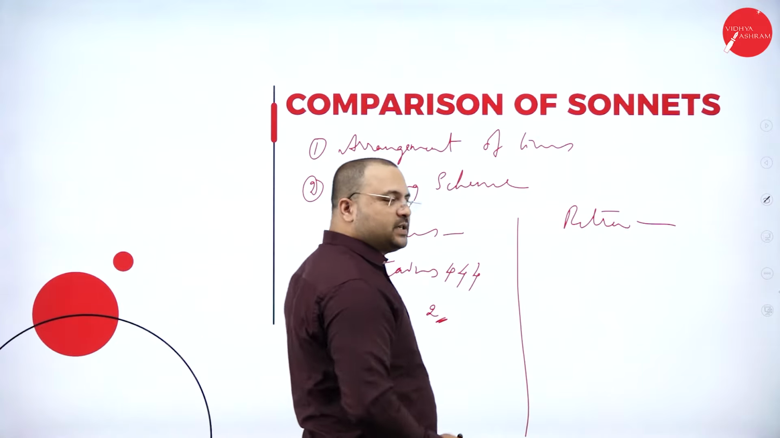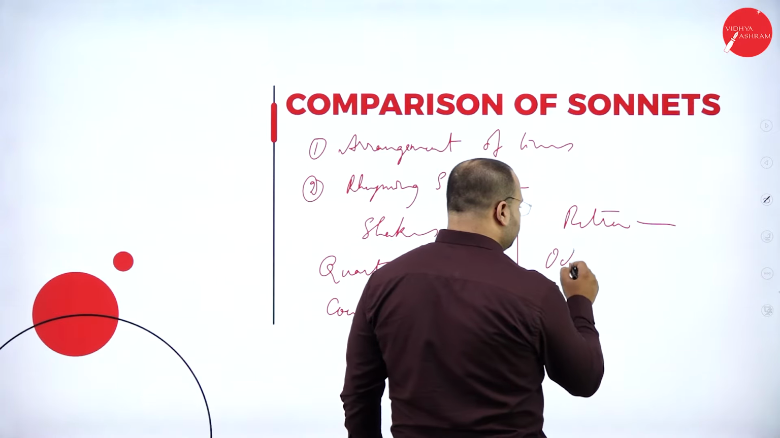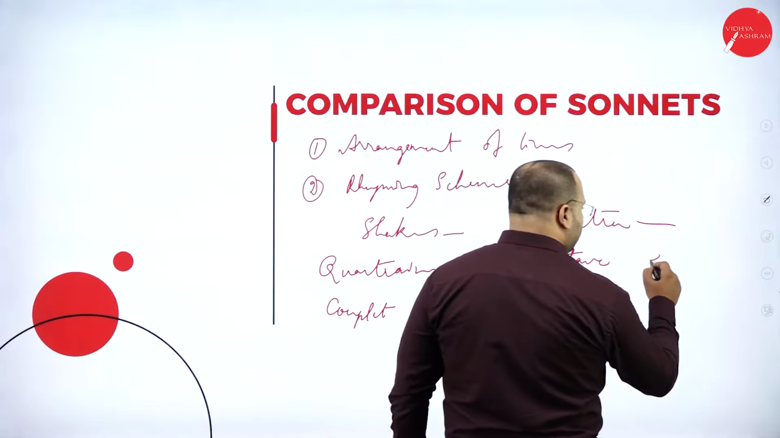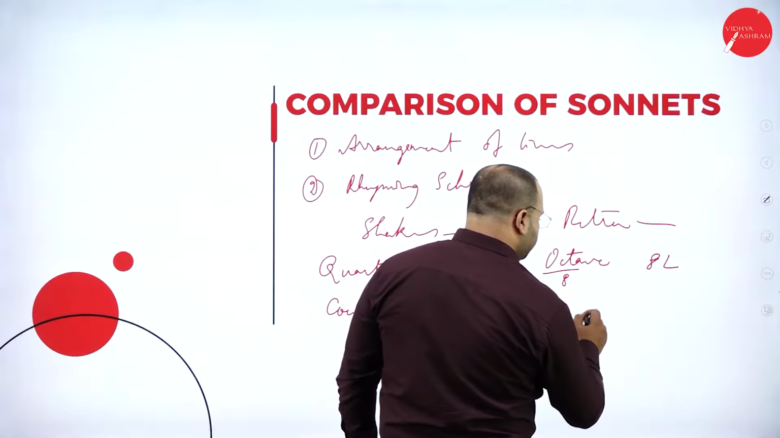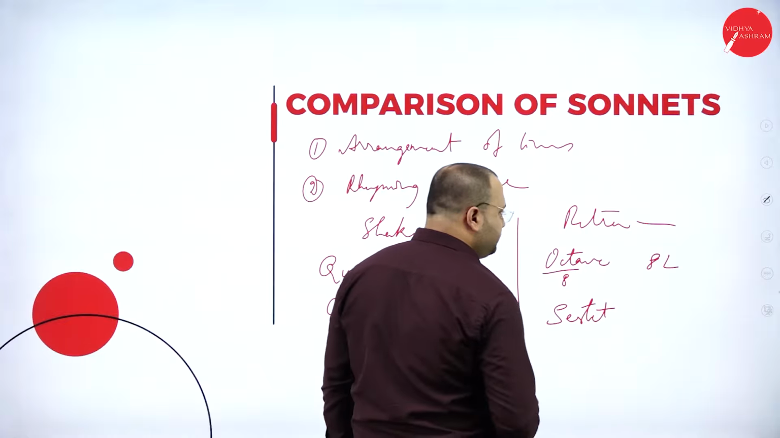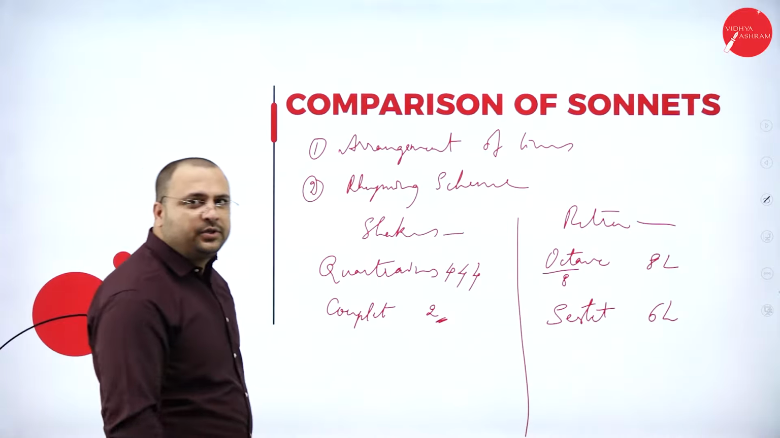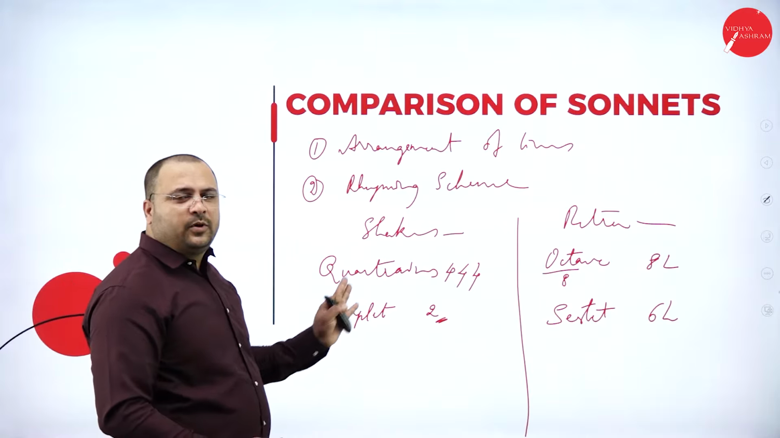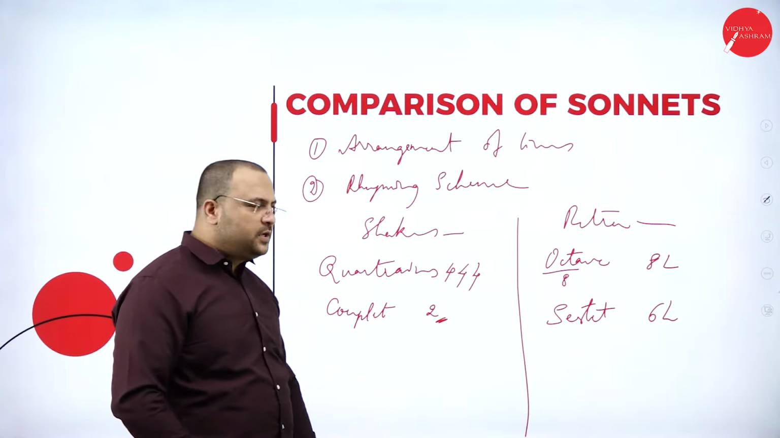When you come to Petrarchan type of sonnet, you have an octave. Octa, 8. So you have 8 lines. Then sestet. That is 6 lines grouped into 2 stanzas. So this is the major arrangement in both the sonnets, Shakespearean type of sonnet and Petrarchan type of sonnets.